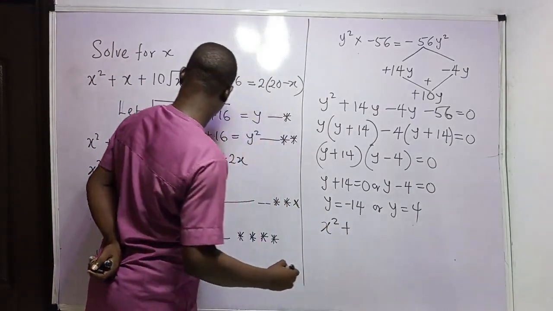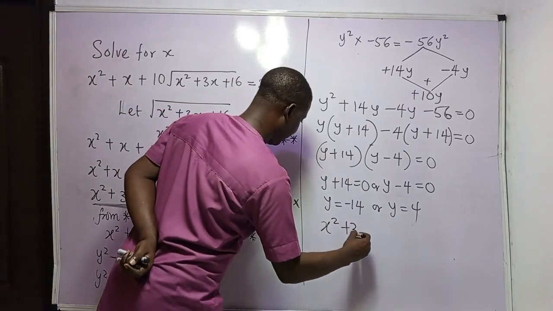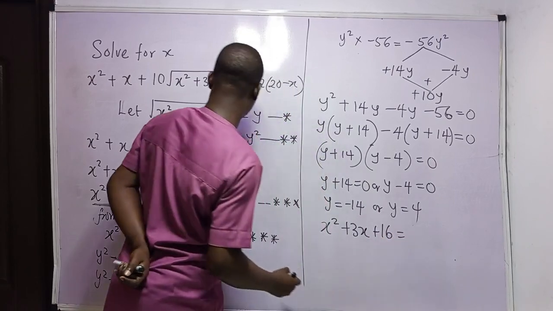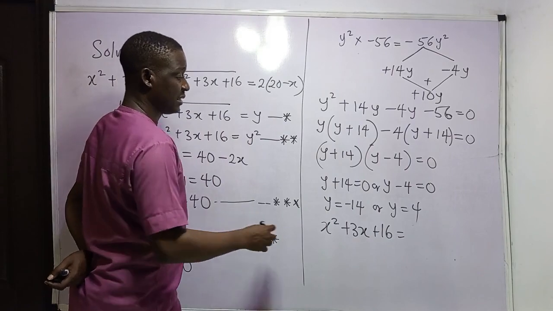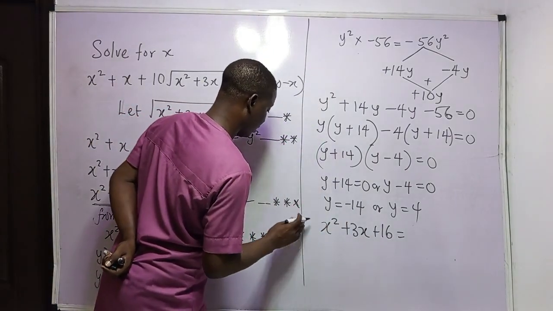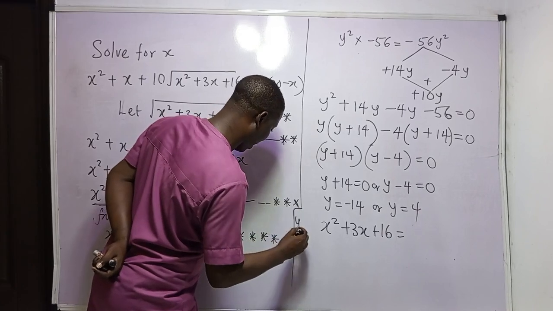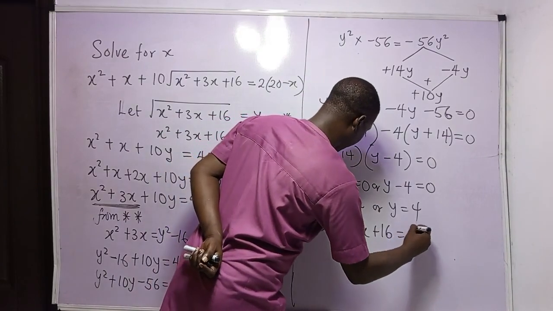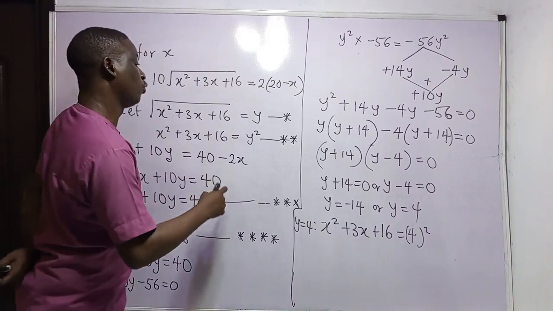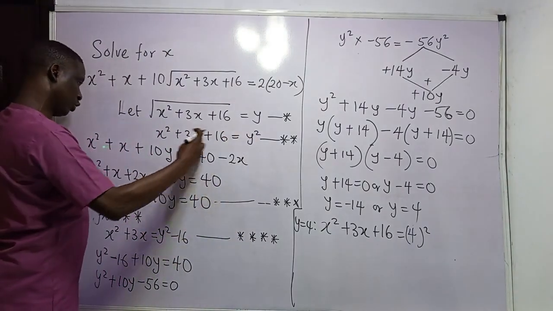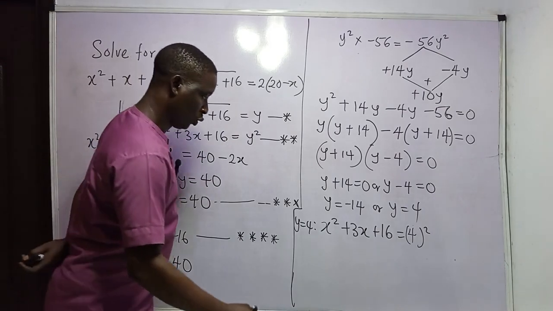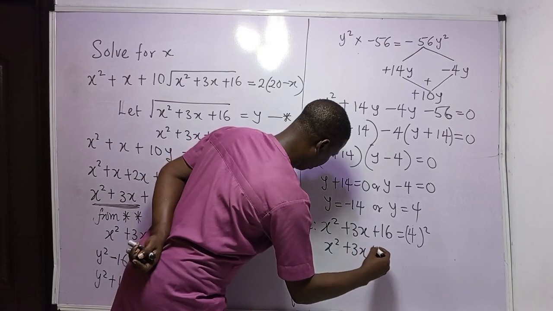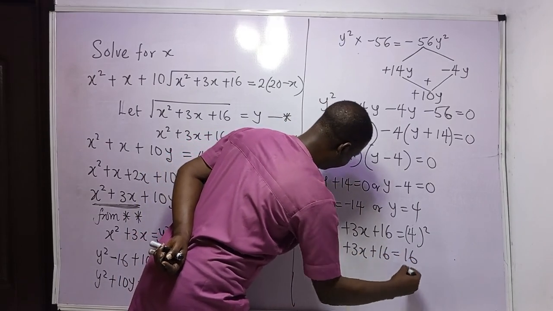x squared plus 3x plus 16 equal to what? What is our y now? Let's take when y equal to 4. So what would I have now? y squared, that means 4 squared. So if you substitute y equal to 4 in the equation, what I would have now is x squared plus 3x plus 16 equal to 16.